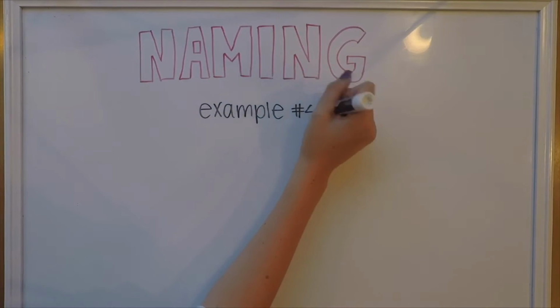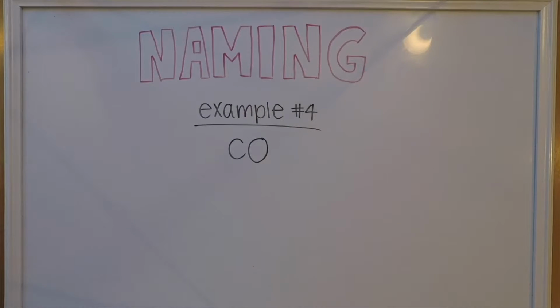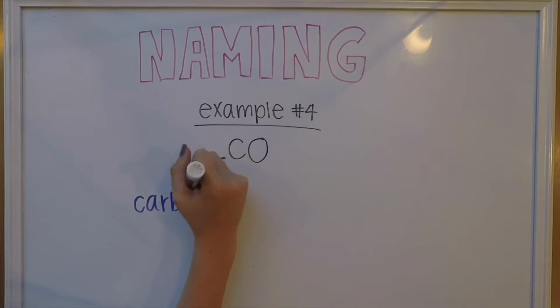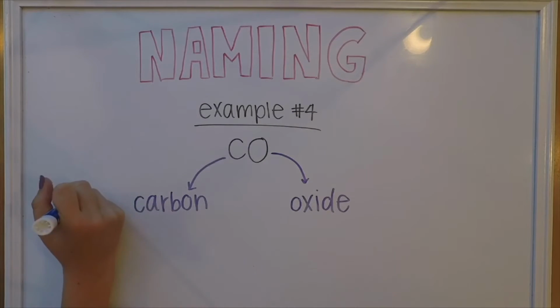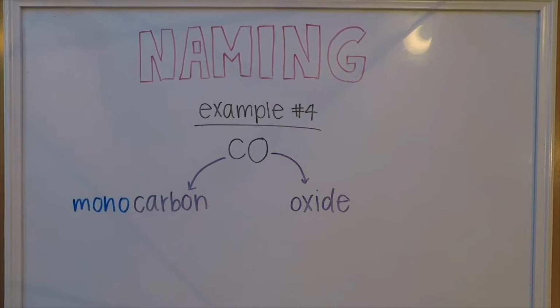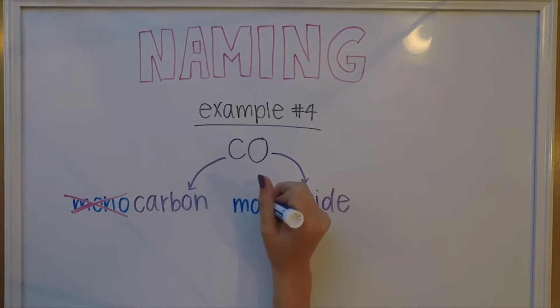Our fourth example is CO. First, write the element name of the first element, which is carbon. Second, use the IDE name of the second element, which is oxide. Using the prefixes from earlier, add mono to the front of carbon. But remember that the fourth step says that you cannot write mono in front of the first element, so cross it out. Since there's only one atom of oxygen, add mono in front of oxide.